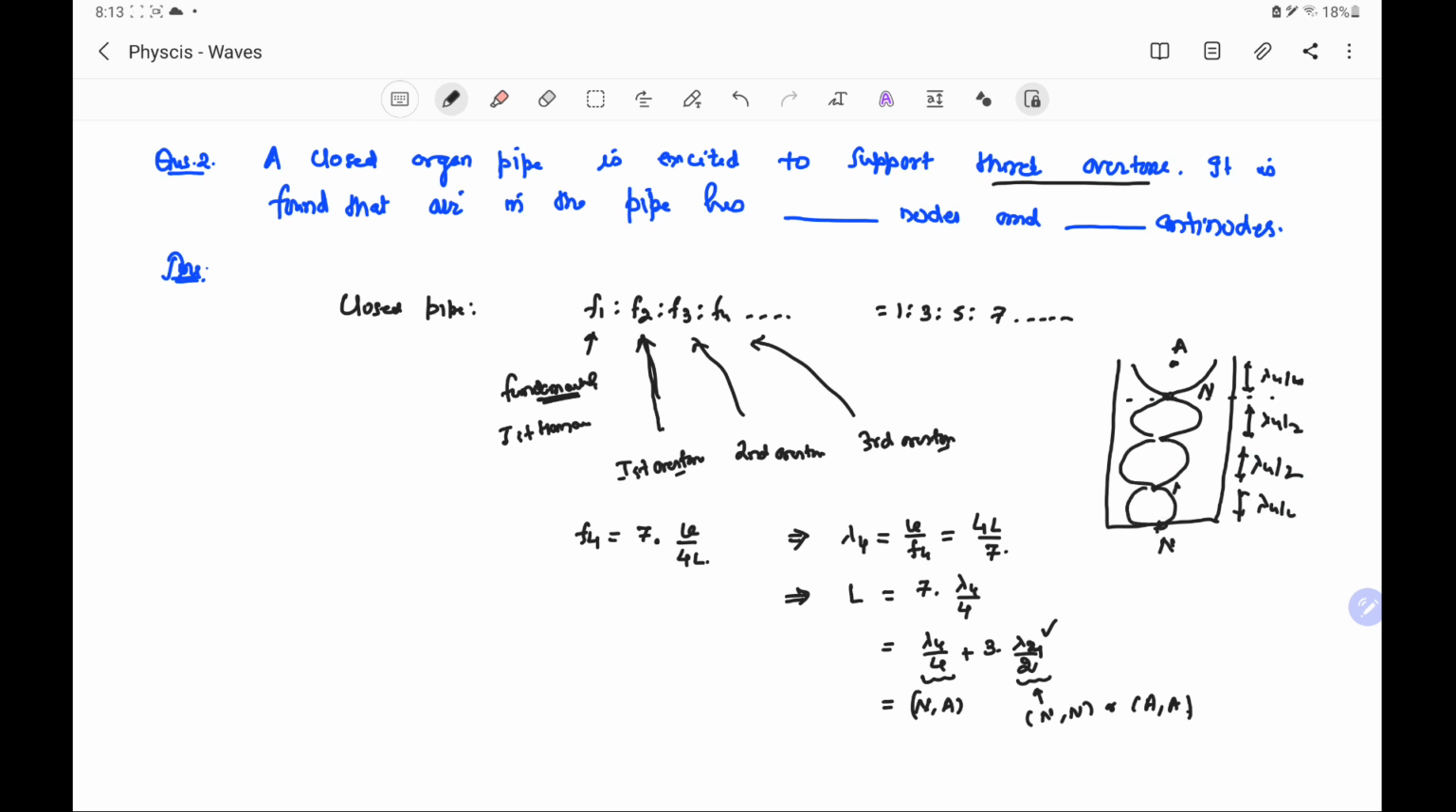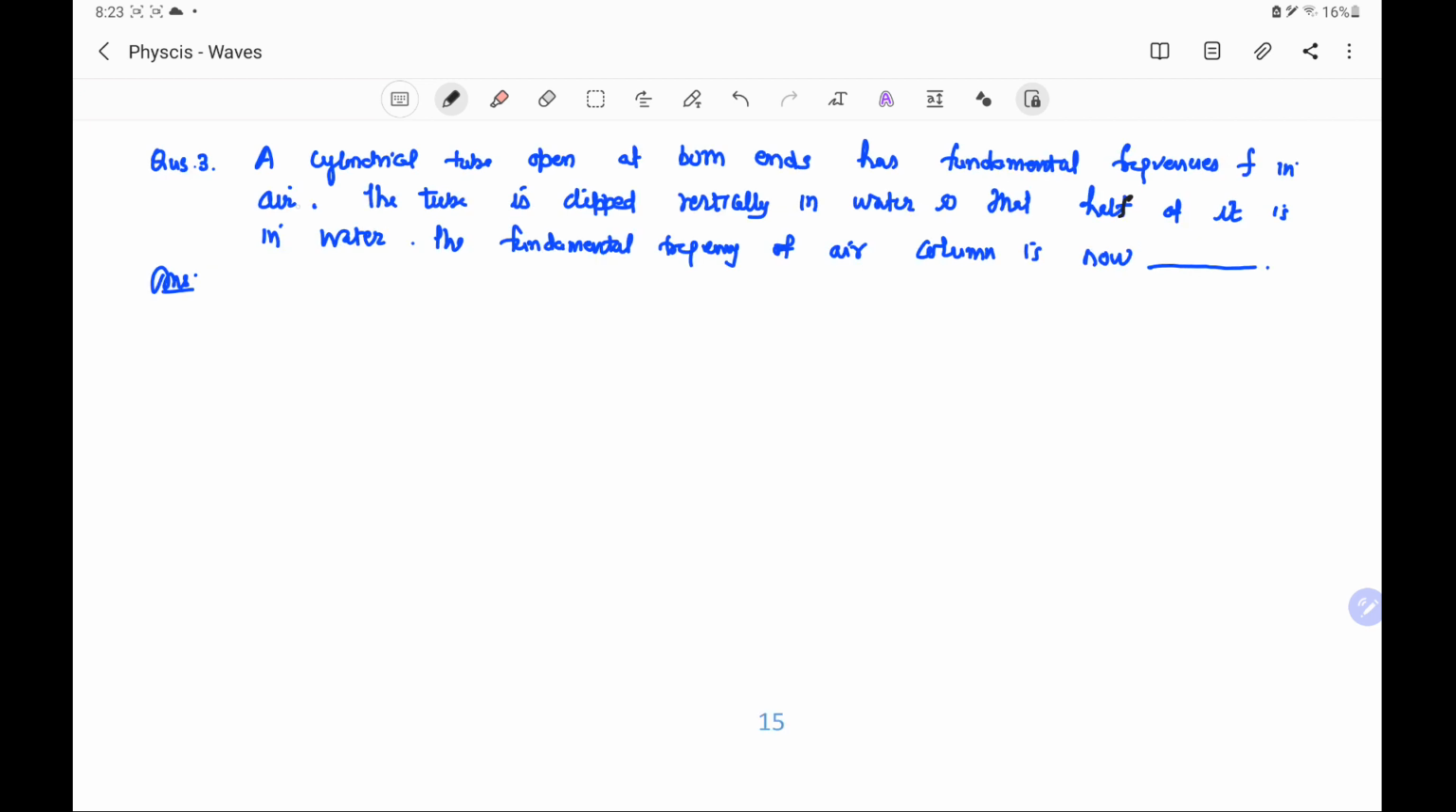So this is also a node, this is a node. In between, where the amplitude is maximum, is an antinode. Now if we check the number of nodes and antinodes, there are 1, 2, 3, 4 antinodes and 4 nodes. So the answer is: the pipe has 4 nodes and 4 antinodes.